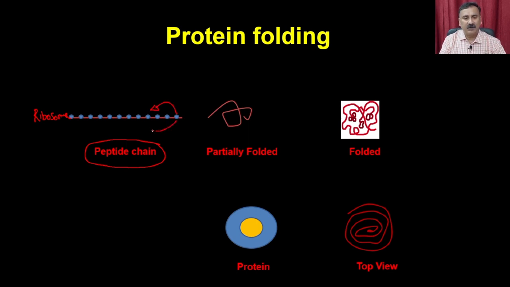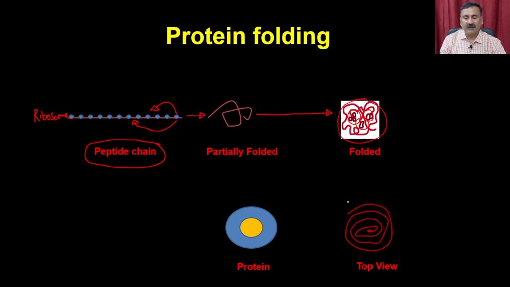Based on these molecular interactions, the amino acids are first partially folded, and then this partially folded protein acquires additional interactions, and that's how it is completely folded. What you see in this folded protein is that it has arranged the hydrophobic residues in the center of the protein and the hydrophilic residues outside.